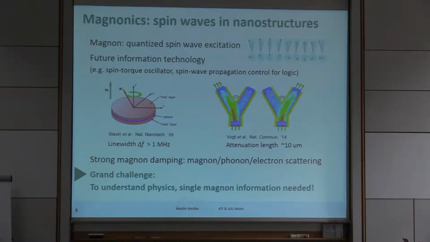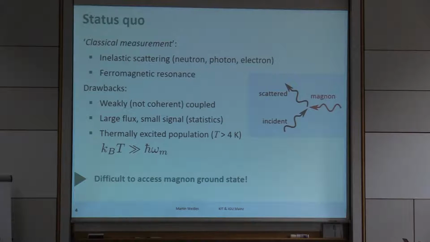But to understand the physics of a single magnon, one has to go to the quantum state, or at least to low levels of excitation, and research the spin waves. Conventionally, magnons are measured by two types of measurements, either by inelastic scattering with neutrons, photons, electrons, or by ferromagnetic resonance techniques.